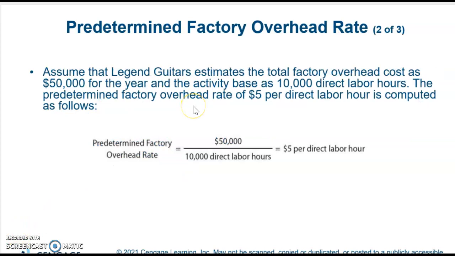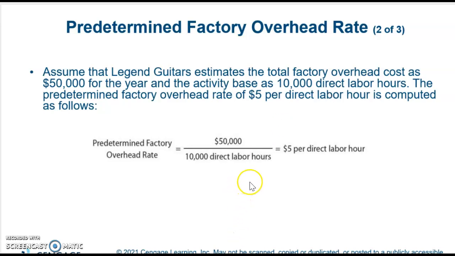Okay, so here we have an example to look at, and it says, assume that Legend Guitars estimates the total factory overhead cost as $50,000 for the year and the activity base as 10,000 direct labor hours. So the estimated overhead cost is 50,000. That's your numerator. And then the 10,000 direct labor hours, that's going to be your activity base.